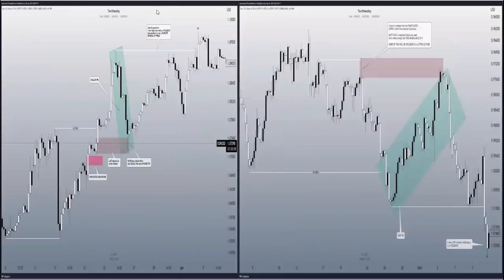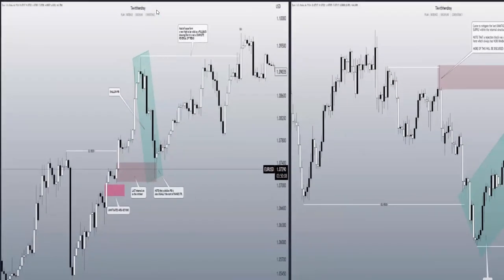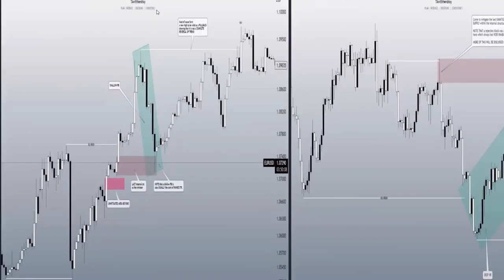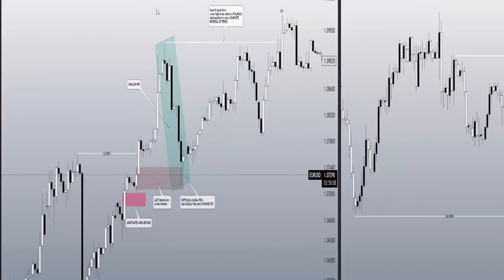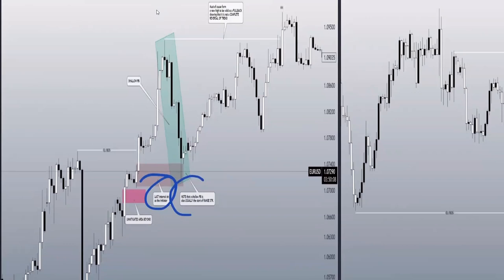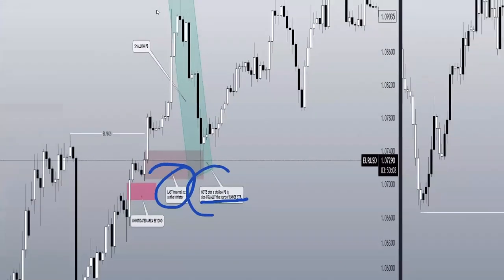Examples of that. So we have a shallow pullback. I picked it from the same example I used for structure range because, of course, shallow pullback is usually the first step that usually starts a range structure. It is just automatic. All right. So the last internal structure as initiator. Note that the shallow pullback is also usually the start of range structure. I put it there.